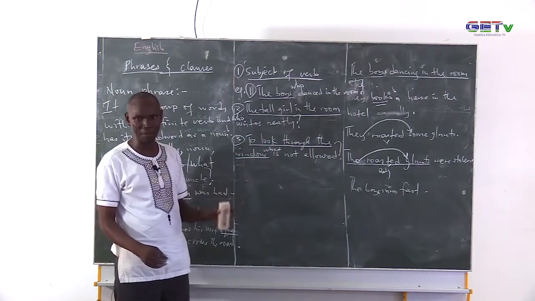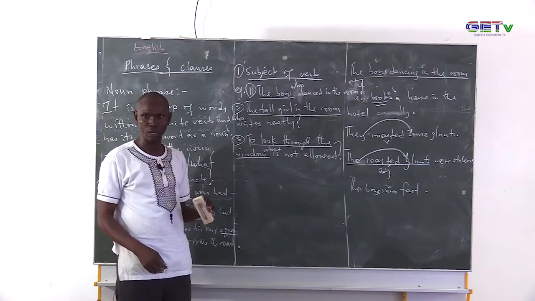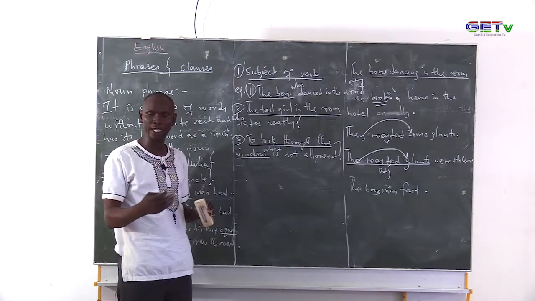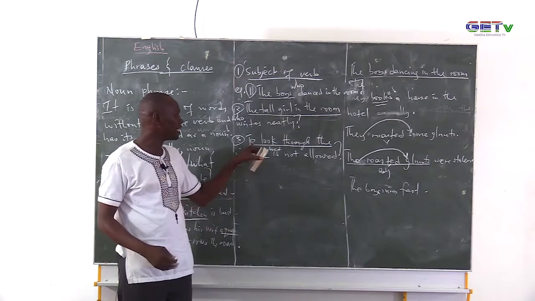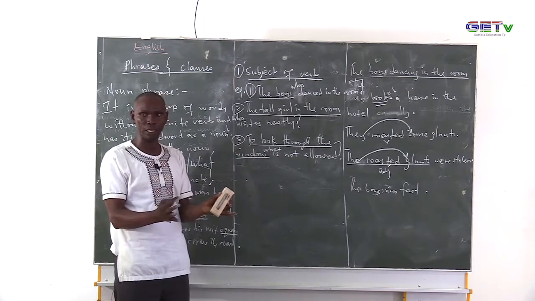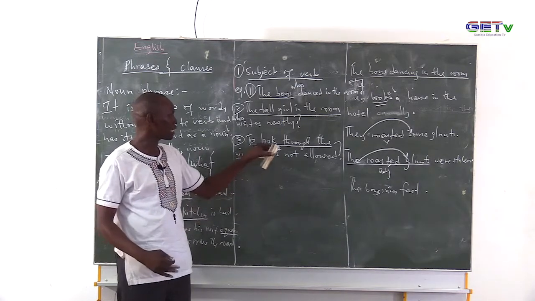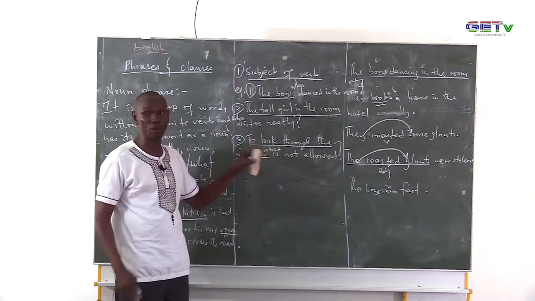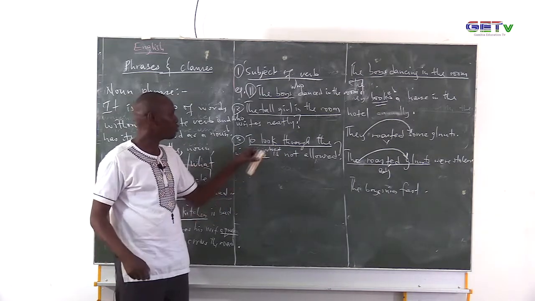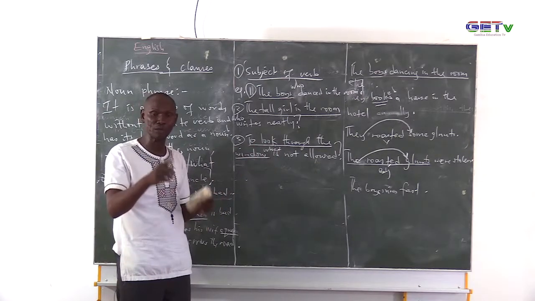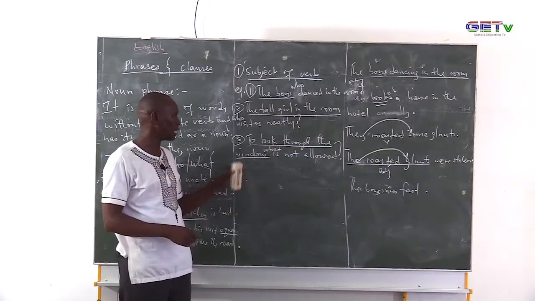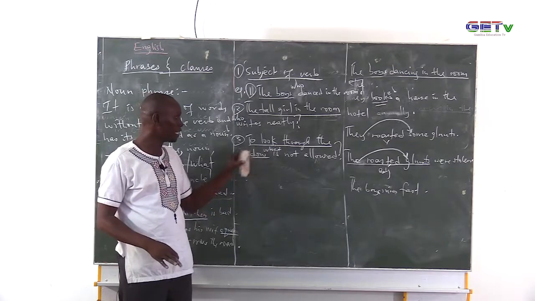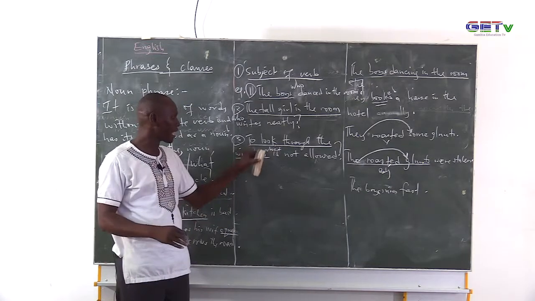Now, we have a verb here. That's this look. We know it can change to looked. It can change to looks. But in this context, it is disabled. It is non-finite because it cannot change to looks, nor can it take past tense morpheme. So it will ever remain look. So since that is the case, you cannot call this a clause, because there is no verb that qualifies it to be called a clause. So this is still a phrase, and it is a noun phrase.